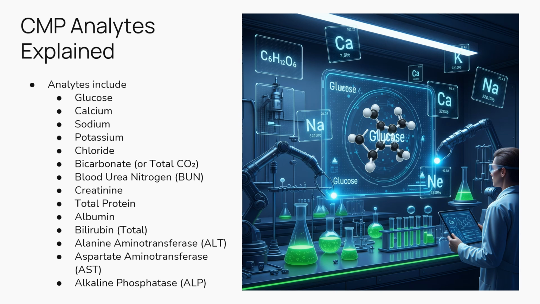ALT is an enzyme found mostly in liver cells. Elevated ALT levels often indicate liver cell damage or inflammation. AST is an enzyme found in liver, heart, muscle, and other tissues. An elevated AST can signal liver damage but may also rise due to muscle injury or other organ involvement. ALP is an enzyme linked to bile ducts, bone, and liver. Increased ALP levels may point to liver disease, bile duct obstruction, or bone disorders such as fractures or growth.